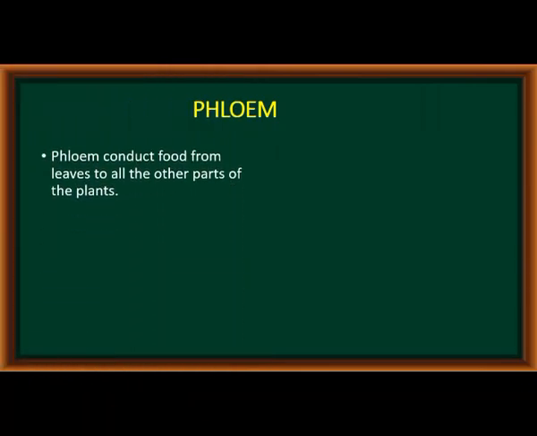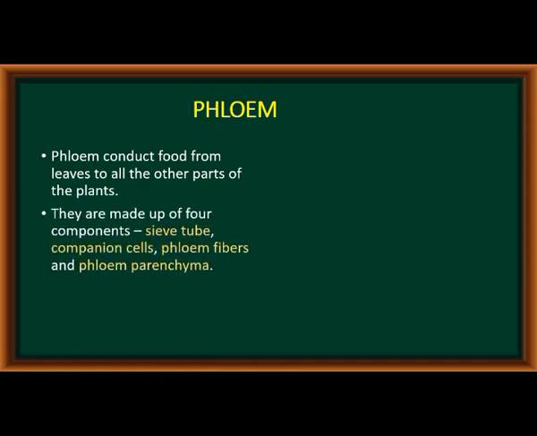Phloem. Phloem conducts food from the leaves to all the other parts of the plant. They are made up of four components: sieve tube, companion cells, phloem fibers, and phloem parenchyma.